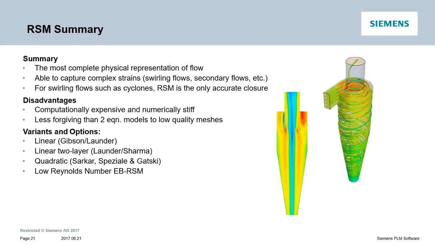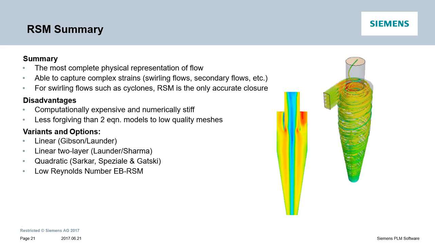To summarize the RSM model, this is the most complete physical representation, at least in the RANS framework, though the model complexity makes verification a bit challenging. RSM is also able to capture complex strains like swirling flows, secondary flows, rotation, etc., and hence can predict flow anisotropy to some extent. And for some swirling flow applications like cyclone separators, RSM is the only accurate closure in the RANS framework, and some simpler models can actually produce completely unphysical results.